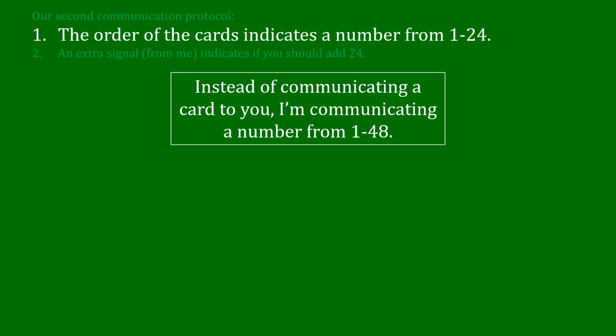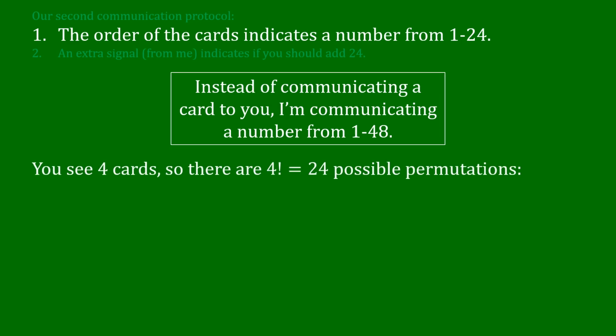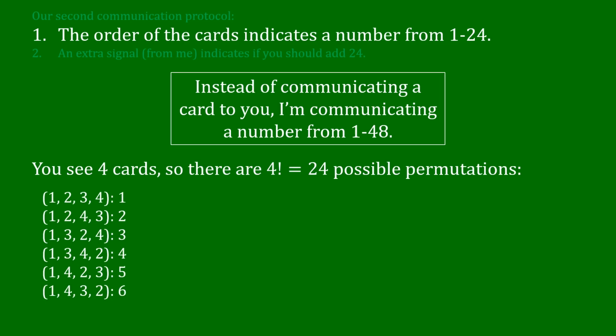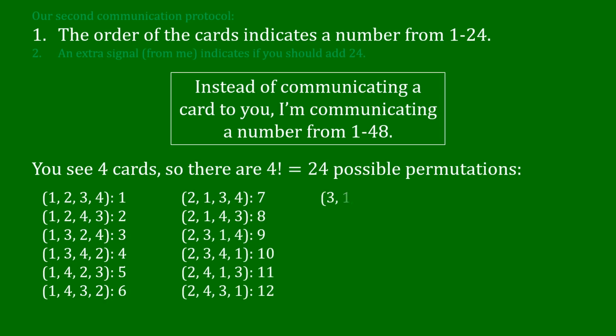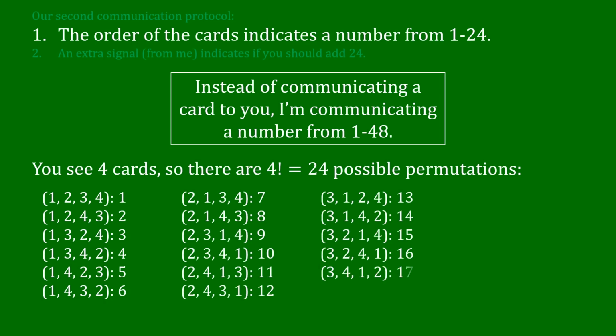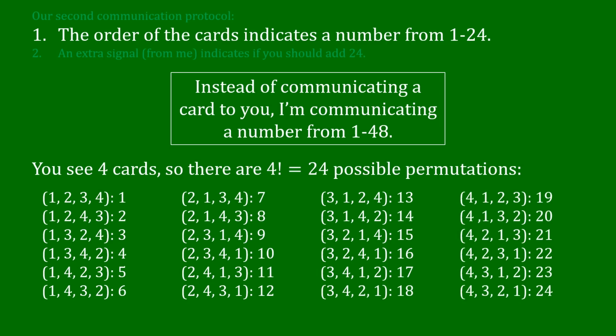To do this, we do something similar to part 2 of the previous protocol, but now we have 4 cards instead of 3. Since you see 4 cards, there are 4 factorial, which is equal to 24 possible permutations. The permutations that start with 1 correspond to numbers 1 to 6, the permutations that start with 2 correspond to 7 to 12, the permutations that start with 3 correspond to 13 to 18, and the permutations that start with 4 correspond to 19 to 24. Notice that within any column we have 6 permutations, so this is basically the previous protocol, but augmented by a factor of 4.